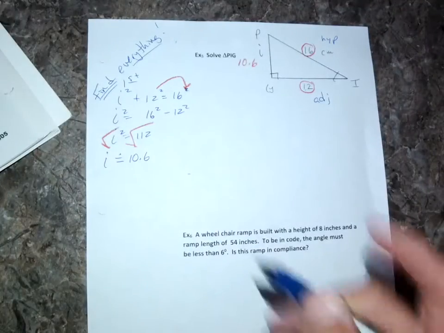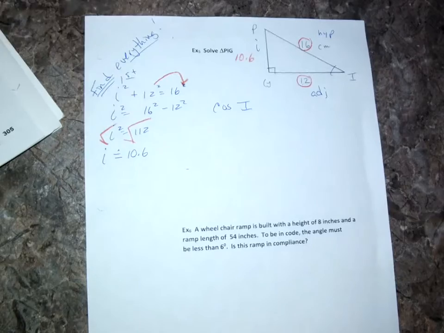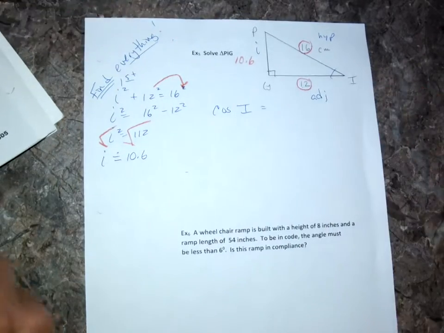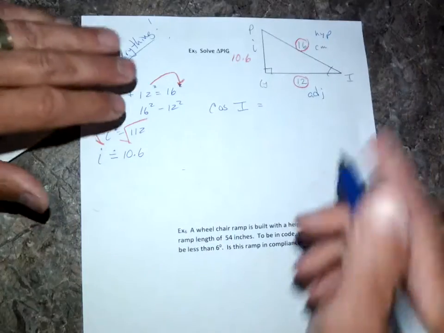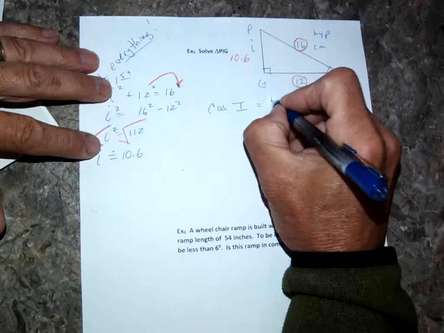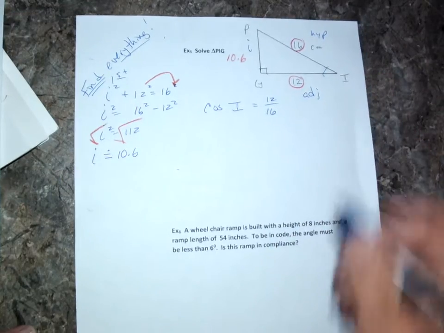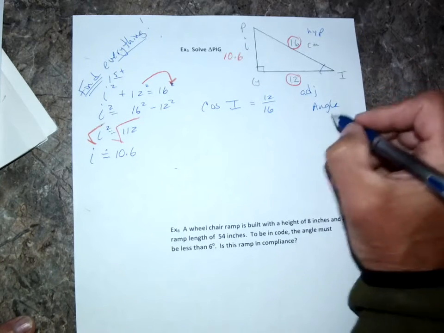So let's set it up. I'm going to go cosine of angle I, instead of theta, how about I, is equal to the adjacent side over the hypotenuse. So the adjacent is 12 over the hypotenuse, which is 16. I need to find an angle. I need the angle. So to find the angle, I have to use my inverse button.